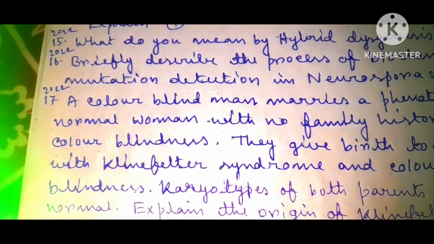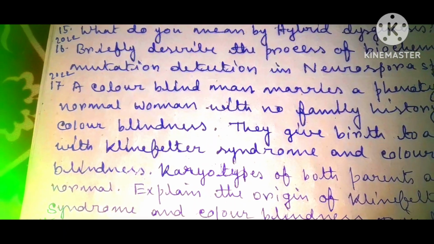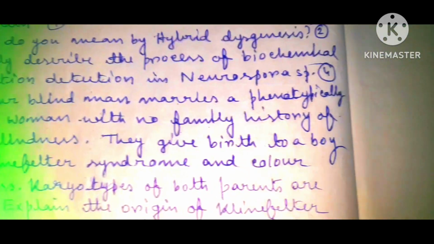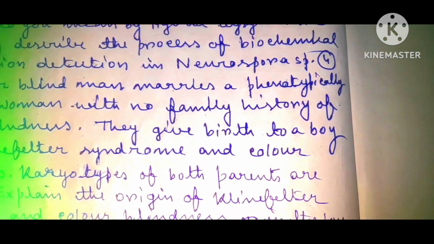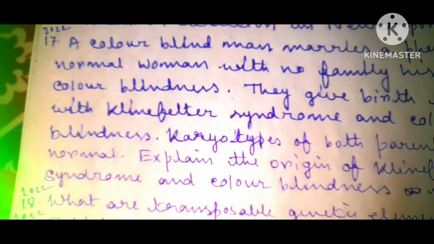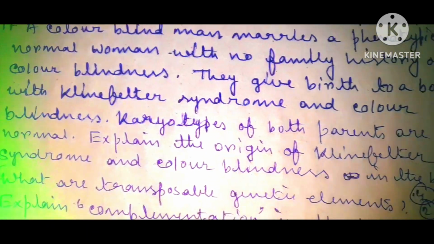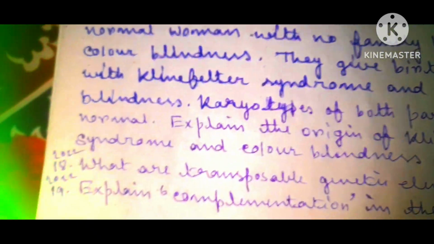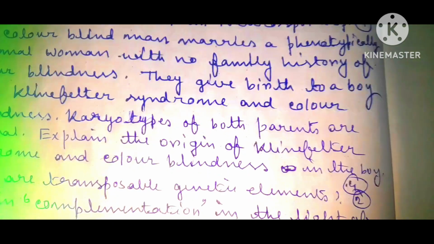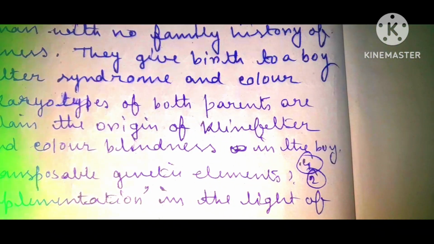A colorblind man marries a phenotypically normal woman with no family history of colorblindness. They give birth to a boy with Klinefelter syndrome and color blindness. Karyotypes of both parents are normal. Explain the origin of Klinefelter syndrome and color blindness in the boy carrying 4 marks.